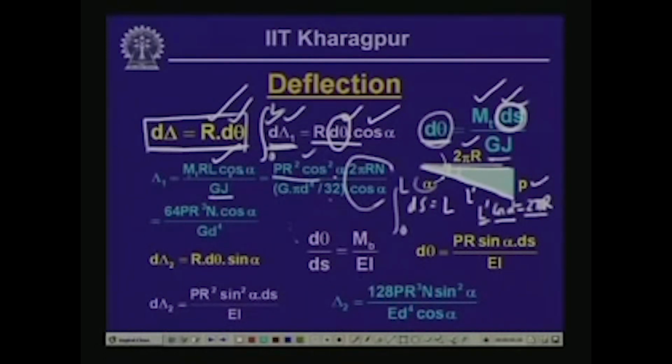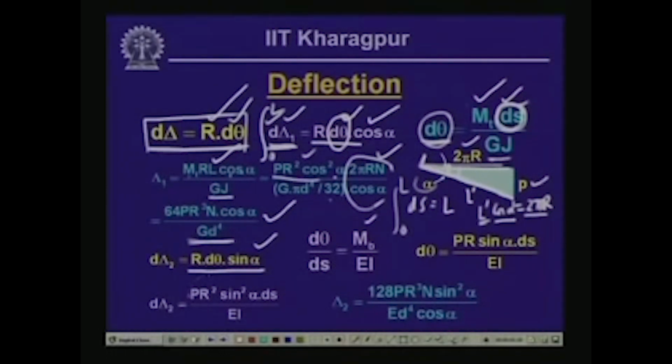So, if we simplify this particular expression, this comes as 64 P r³ n cos alpha by G d to the power 4. So, this is the value of delta 1, the deflection that the spring undergoes because of the twisting moment Mt, which is equal to P r cos alpha. Now, because of the bending moment which we have, which is equal to P r sin alpha, we will have the component in the vertical direction, or the deflection that will cause the deflection in the vertical direction, which is equal to r dθ sin alpha.